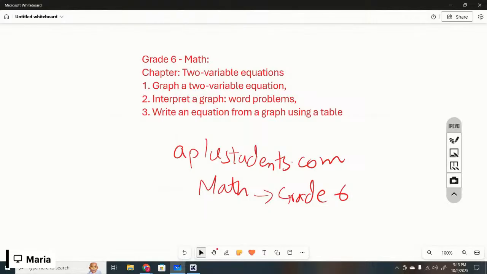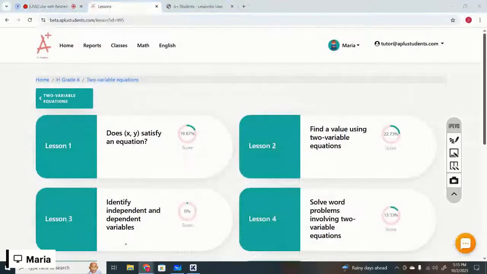In the list of chapters, we're going to start with chapter 2, two variable equations. The lessons we're going to cover today are graph a two variable equation, interpret a graph word problems, and write an equation from a graph using a table. So here I'm on grade 6 math, beginning with write a two variable equation.